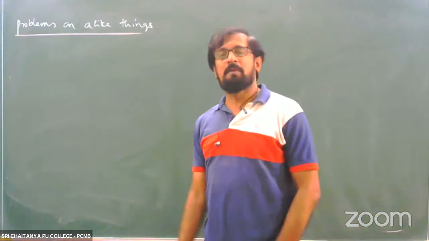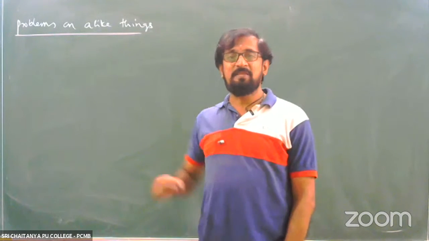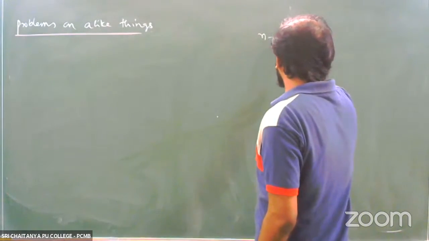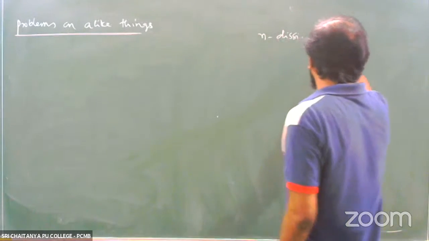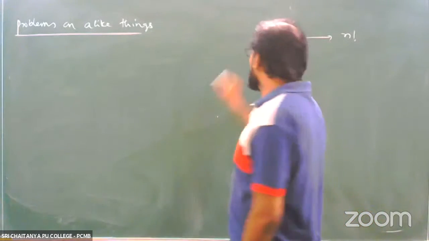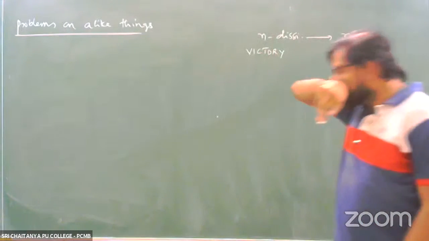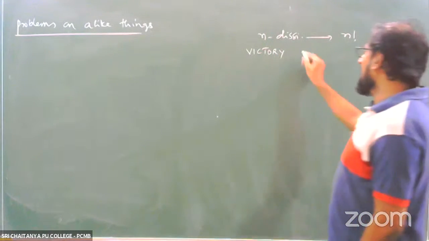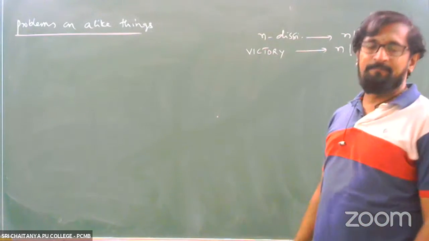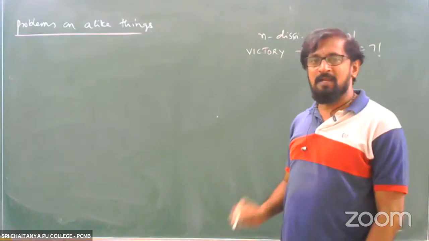In the previous problems, we discussed the problems on dissimilar things. What was the synopsis? Observe, n dissimilar things can be arranged in n factorial ways. For example, I have given the word VICTORY. The word victory can be arranged in 7 factorial ways. In this word, no letter has been repeated.